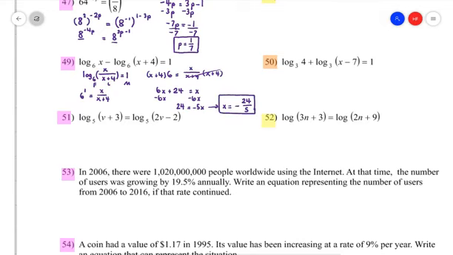Now whenever we plug that back in, we do have to check, does it make my log negative, which it will. So this solution does not work, so there's no solution.